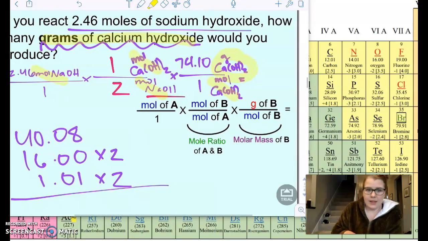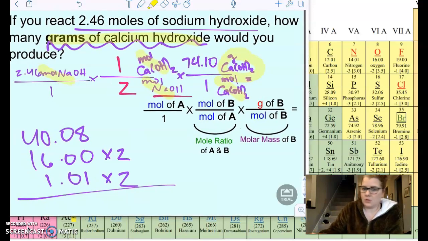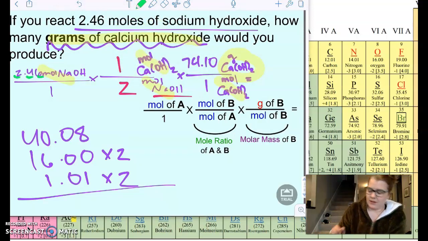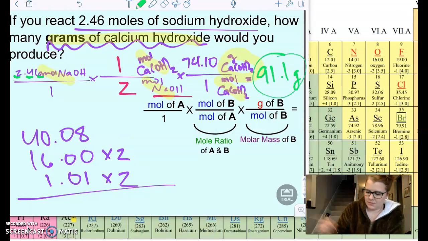So then you're going to go ahead and type this through your calculator. So we're going to do 2.46 divided by 2 times 74.10. And don't forget your sig figs, right? So this has 3. So my final answer will have 3. So 91.1 grams. That's going to be my final answer. So that's one example for you.